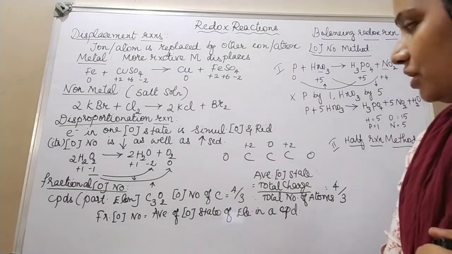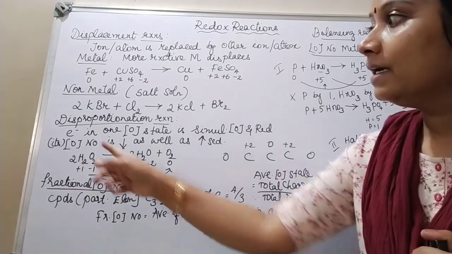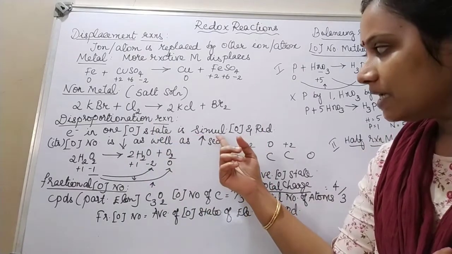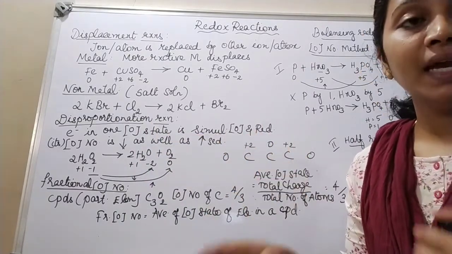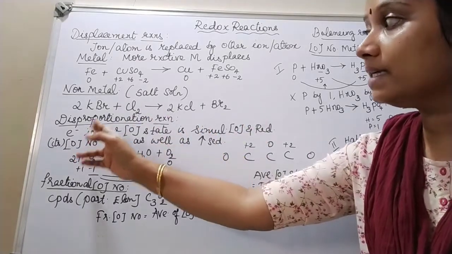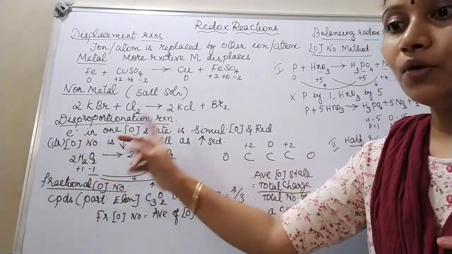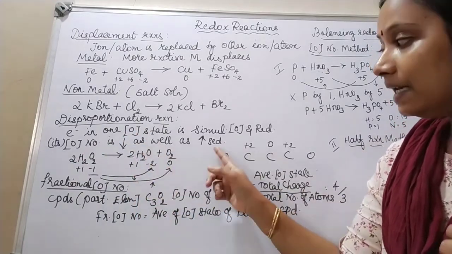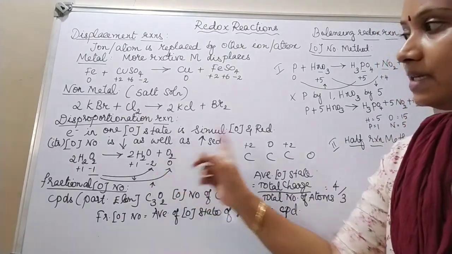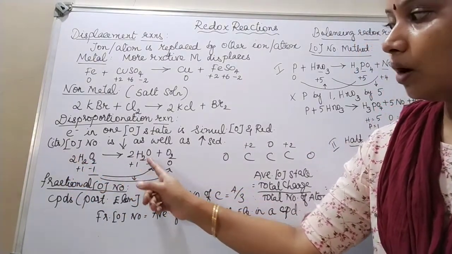Moving to the last reaction, that is disproportionation reaction. In disproportionation reaction, an element in one oxidation state will be simultaneously oxidized and reduced. This is called a disproportionation reaction. The oxidation number of that particular element is increased as well as decreased simultaneously. For example, hydrogen peroxide: 2H2O2 gives 2H2O plus O2.